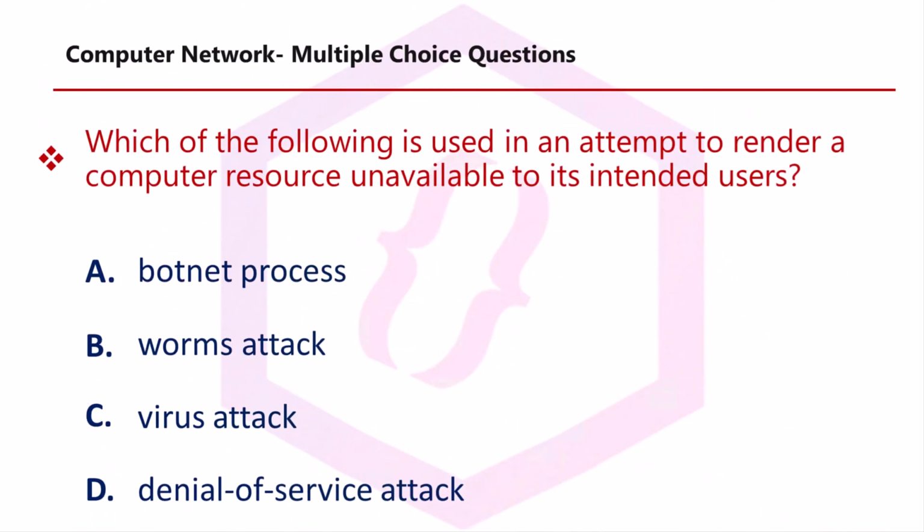Which of the following is used in an attempt to render a computer resource unavailable to its intended users? Option A, botnet process. Option B, worm attack. Option C, virus attack. Option D, denial of service attack. And the correct answer is option D, denial of service attack.